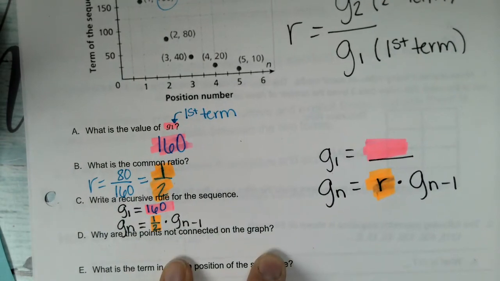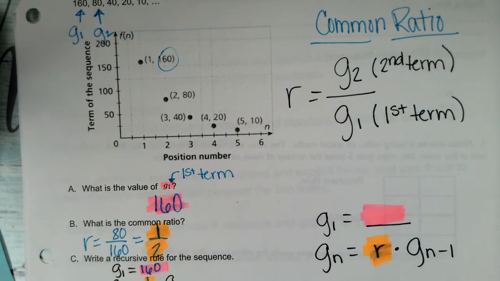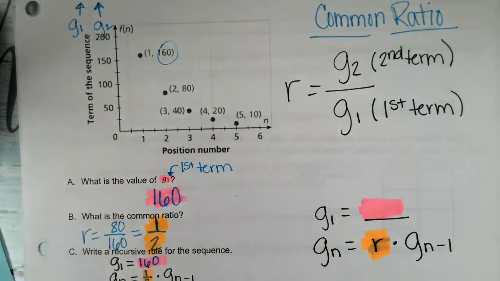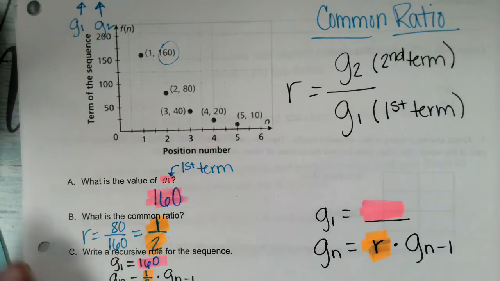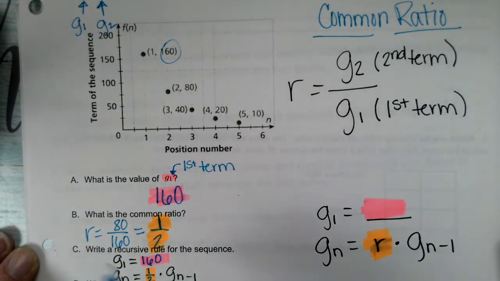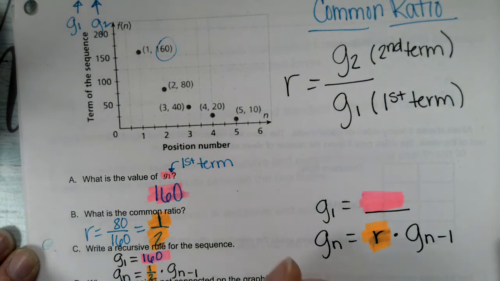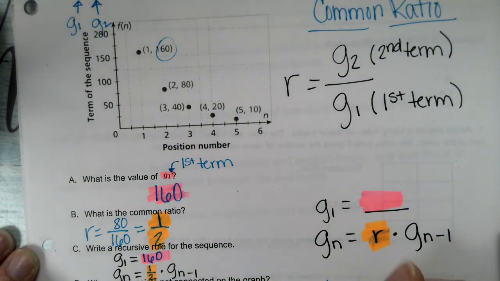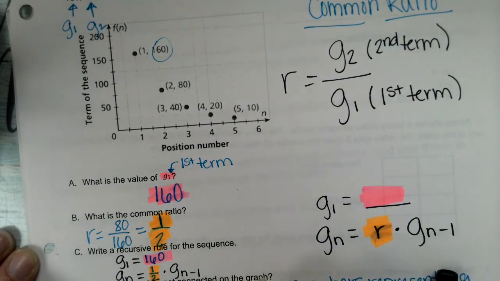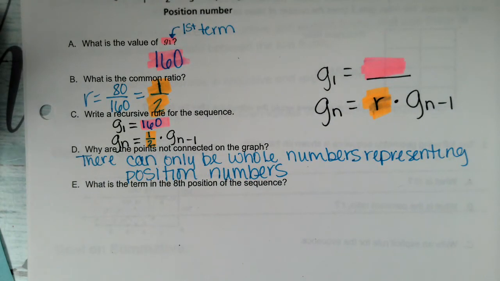Now, why are the points not connected on the graph is the next question. Well, the 1, 2, 3, 4, 5, those are position numbers. If you're in a race, any kind of race that you want to be in, you can finish first place, you can finish fifth place, but you cannot finish place 1.5. That's not an option for a position. So since these are position numbers, that is why you cannot have those dots connected. You can only have whole numbers. So what we're going to write here is there can only be whole numbers representing position numbers. Sorry, you couldn't see that. There can only be whole numbers representing position numbers.